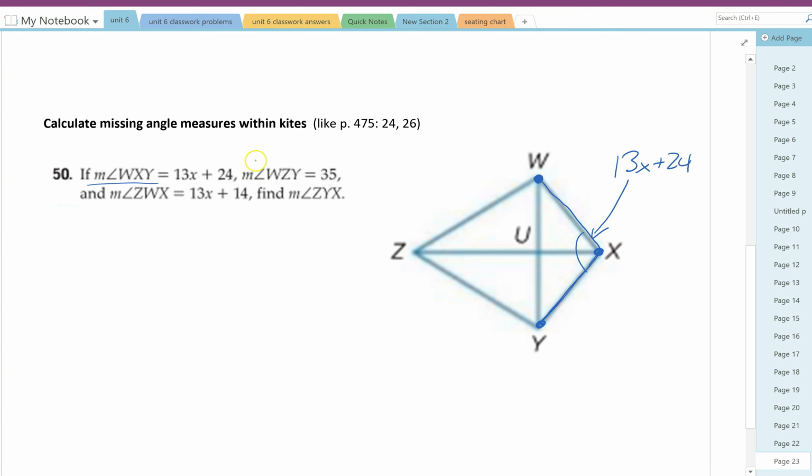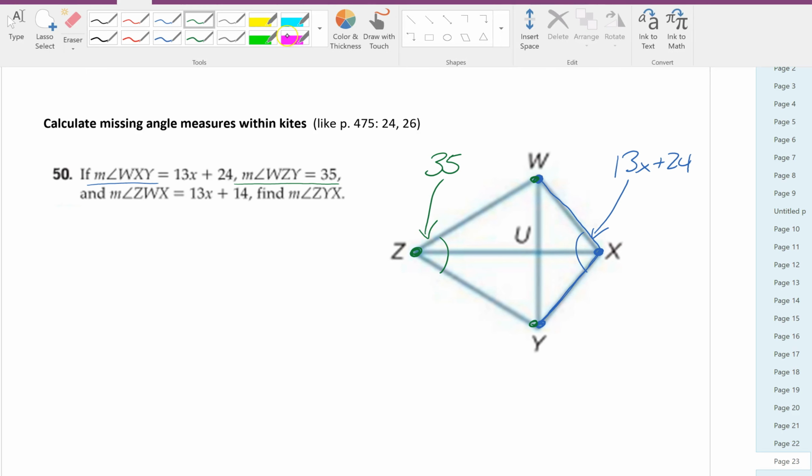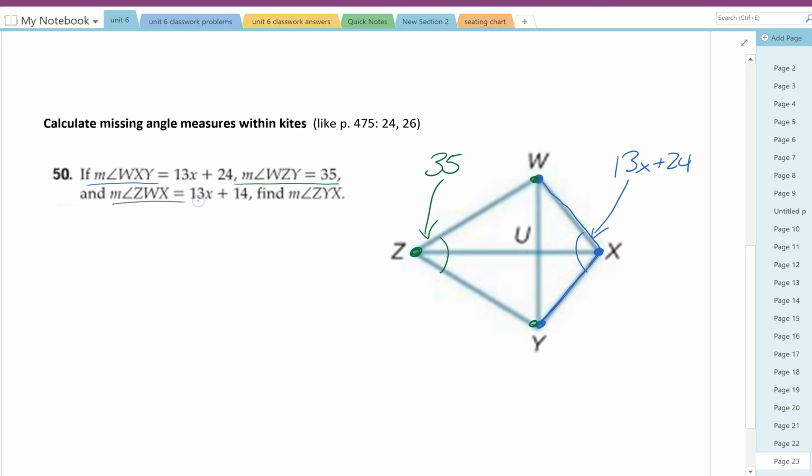Then I have, I'll do it in a different color, WZY. Talking about this angle right here. That one it just says is 35. Third angle it gives me is ZWX. So this angle right here says that angle is 13x plus 14.